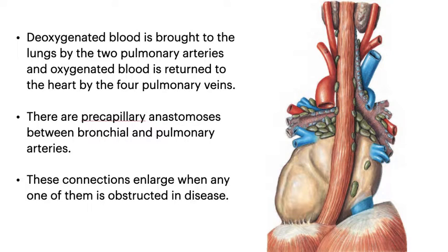Now, the deoxygenated blood is brought to the lungs by the two pulmonary arteries here. The pulmonary artery, this is the base of the heart occupied by the left atrium, and is returned to the heart by the four pulmonary veins over here. These are the pulmonary arteries. There are precapillary anastomoses between the bronchial and the pulmonary arteries. These connections enlarge when any of them is obstructed in any disease.